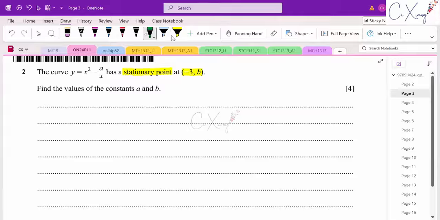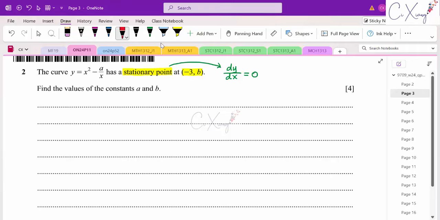When we have anything with a stationary point, basically you have to link it with differentiation, where at any stationary point, dy/dx should be equal to 0. Because at a stationary point, the tangent is a horizontal line, where the gradient of the tangent should be equal to 0, and therefore dy/dx equals 0. Okay, so we need to use this concept and solve the question.